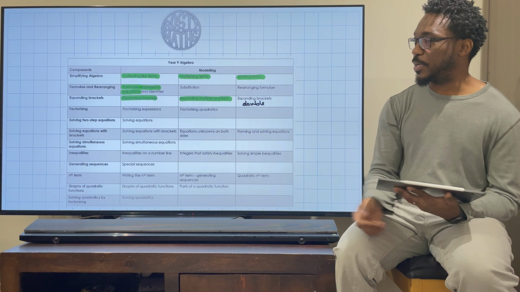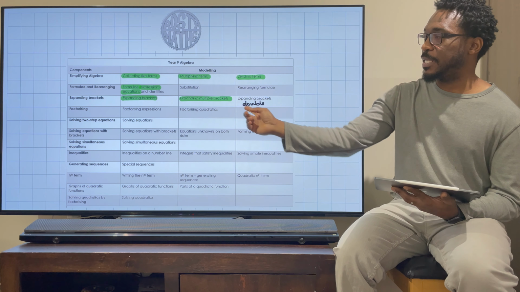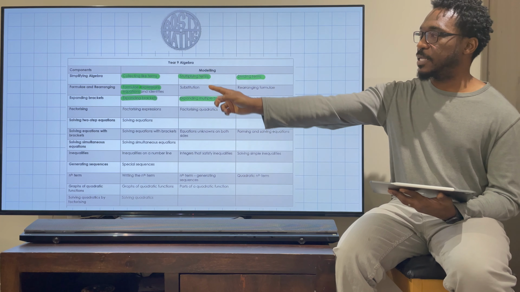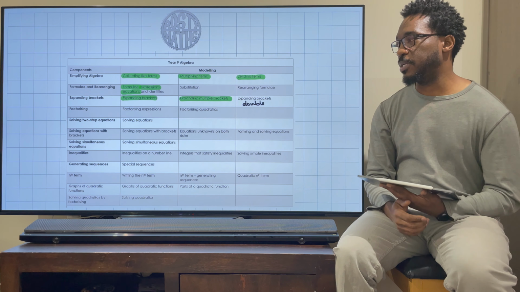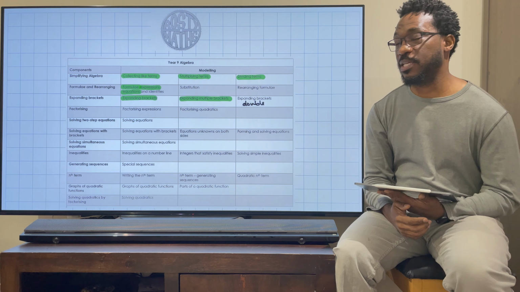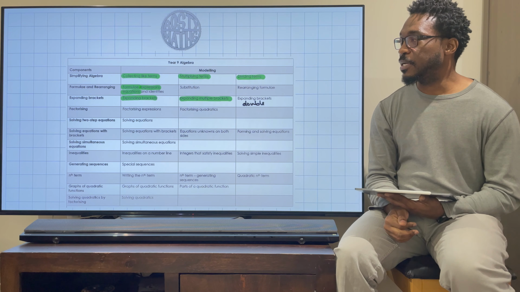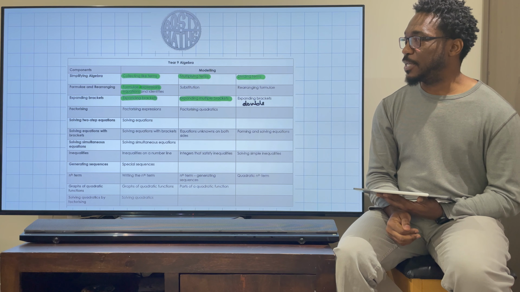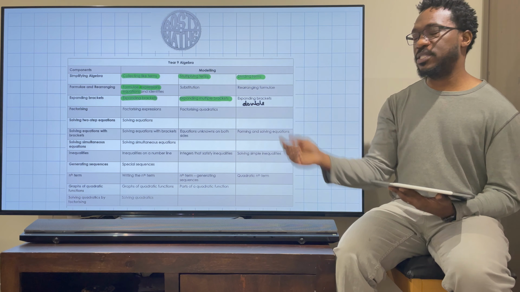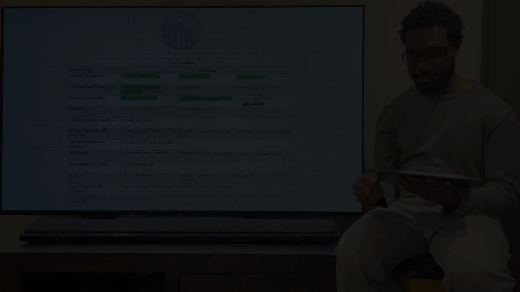But now we are finishing up with our expanding brackets before we then go back and do substitution and rearrangement, because those things are also important. We'll also do identities later on as well. Anyway, without further ado, let's go expand some double brackets.